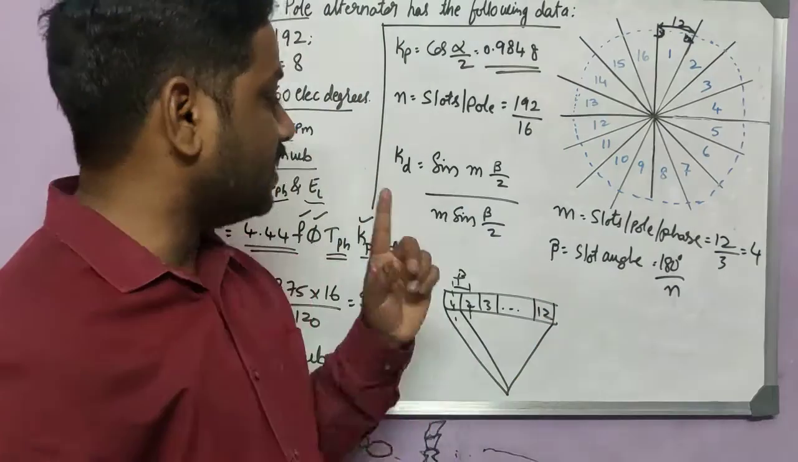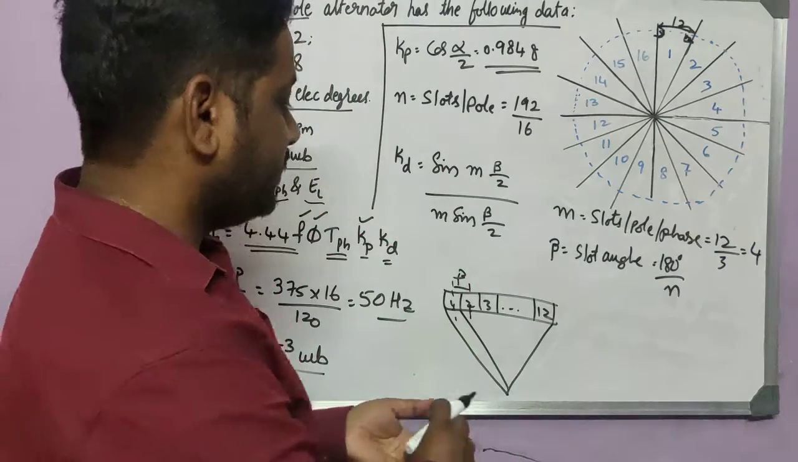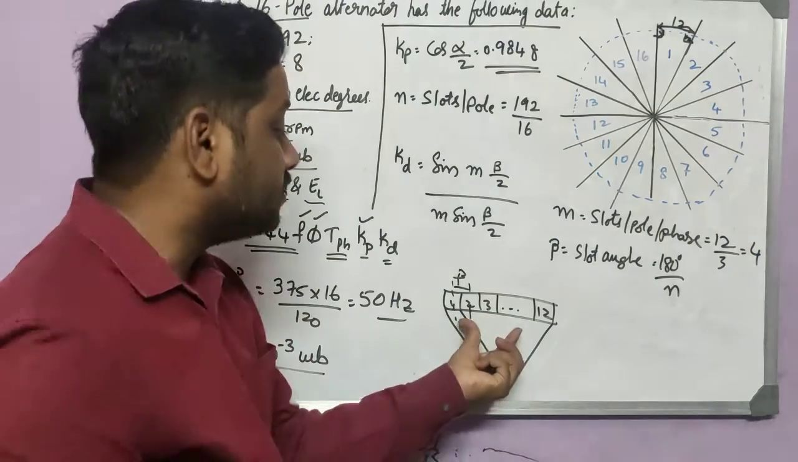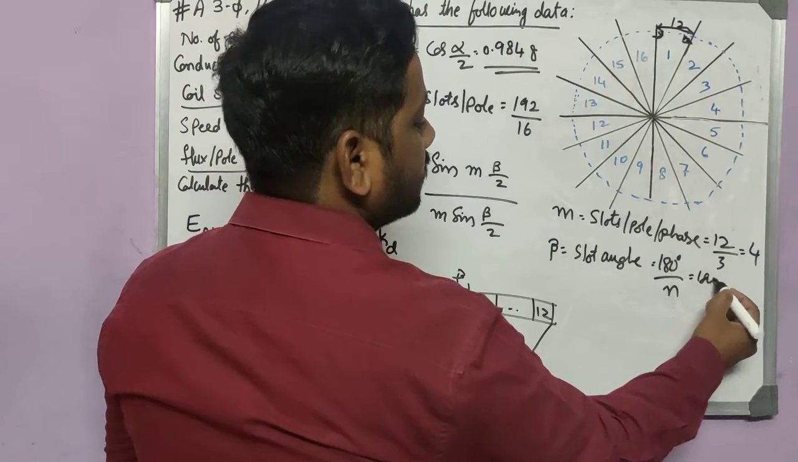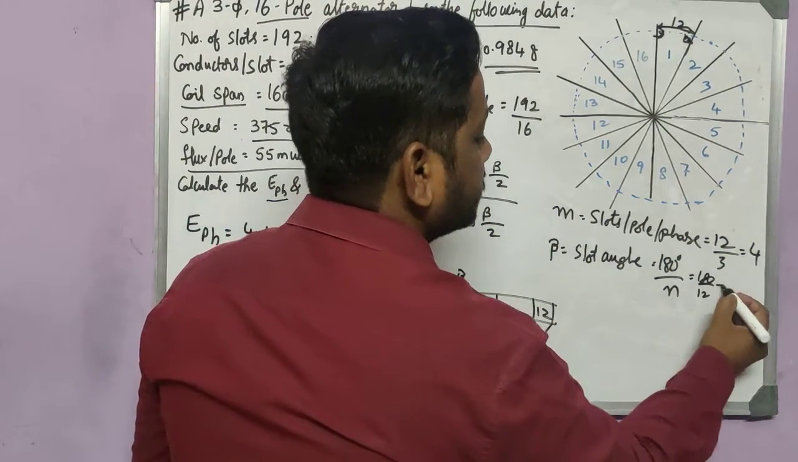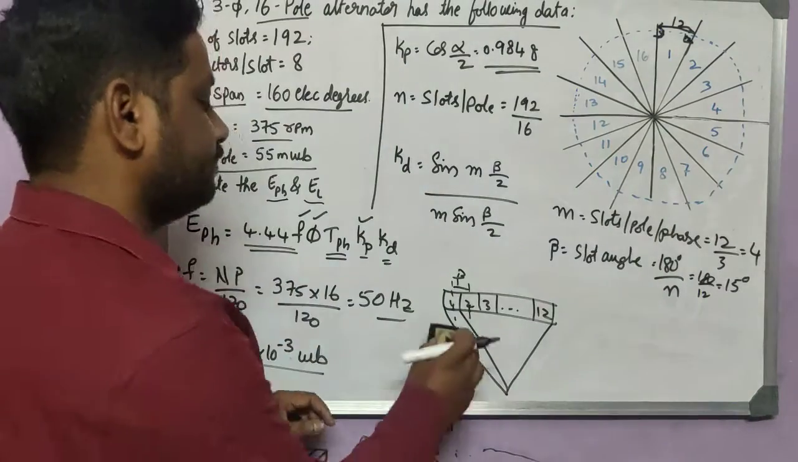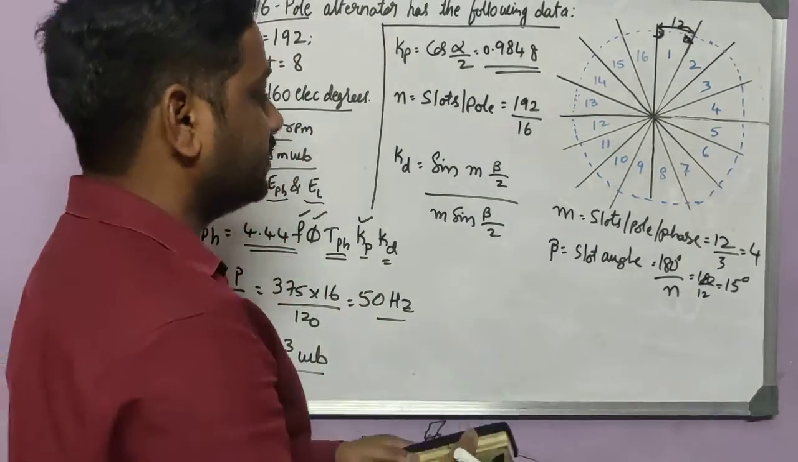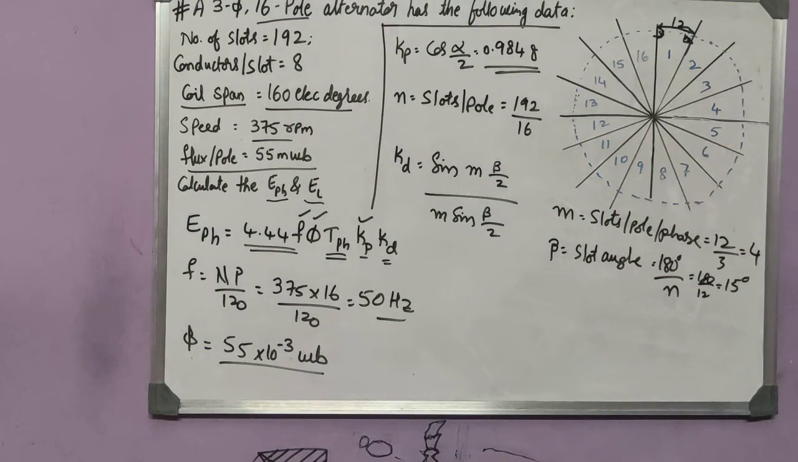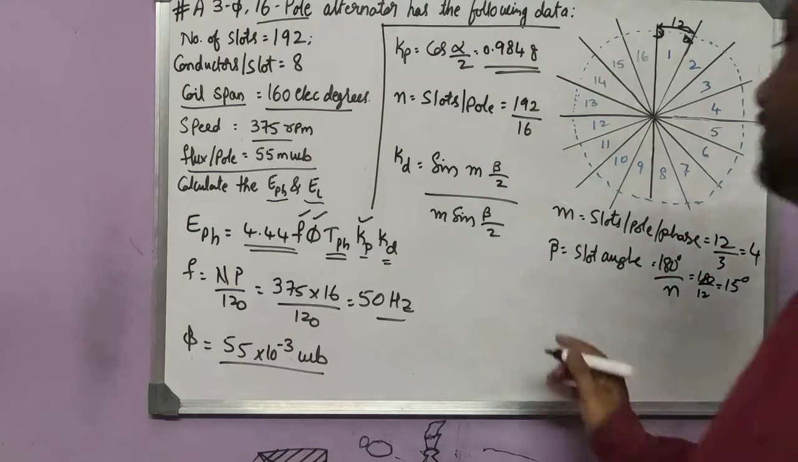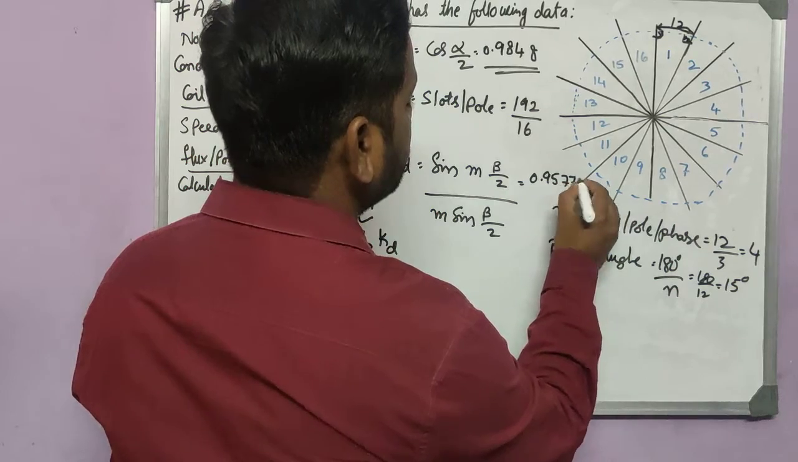So be careful about alpha and beta. Alpha is the chorded angle, beta is the slot angle. So 180 degree divided by the number of slots per pole, that is n. So that is the formula. So 180 by 12 we get as 15 degree. So beta is 15 degree. Okay. So remember these parameters. After getting this, we can substitute it and get the value of Kd, that is the distribution factor. So according to this data, we get it as 0.9577. Right.